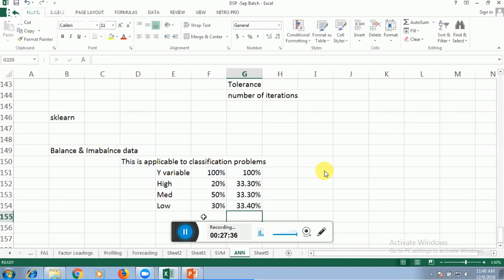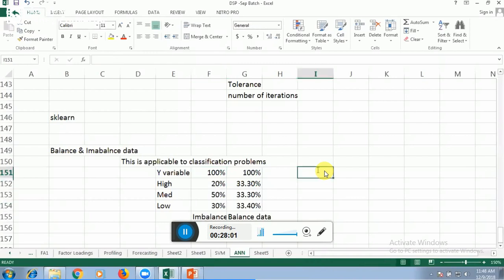This is imbalanced data, and this is balanced data. Balanced data means all of them have equal proportions. And imbalanced data means some of the categories in the y variable have a higher or lower proportion.